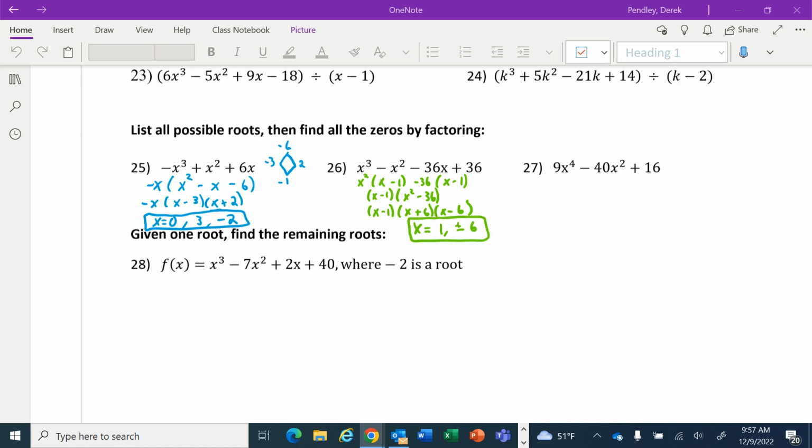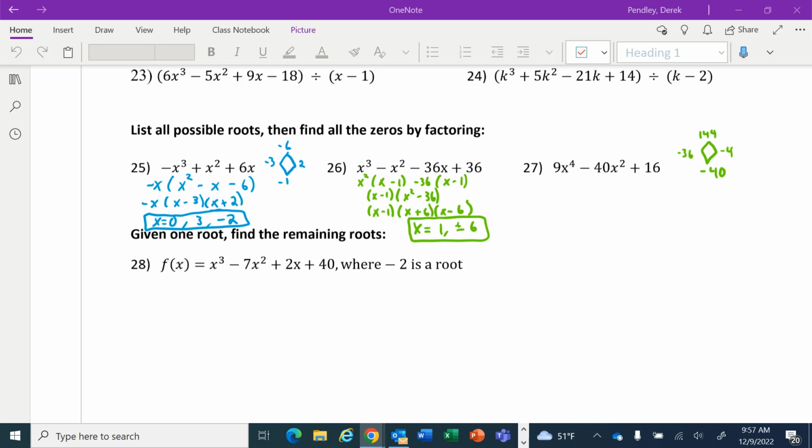On number 27 here, I want to use the AC Diamond method. So if I do 9 times 16, I get 144. So if I have 144 on top and negative 40 on the bottom, this is negative 36 times negative 4. Because negative 36 times negative 4 gives me positive 144, and if you add negative 36 minus 4, you get negative 40.